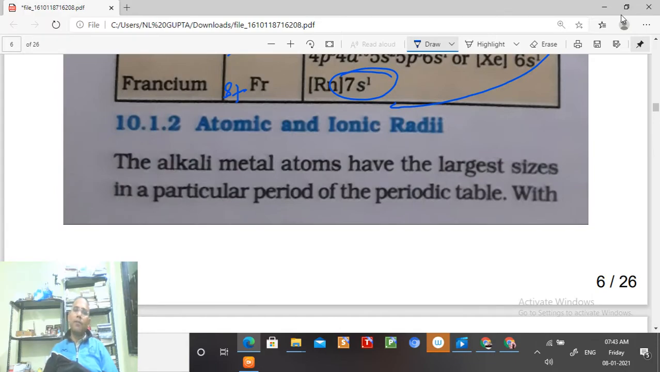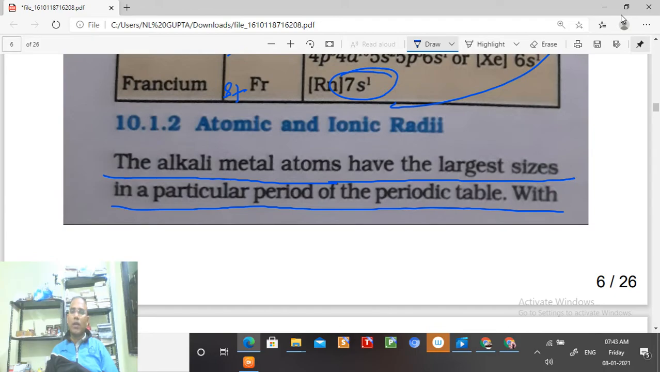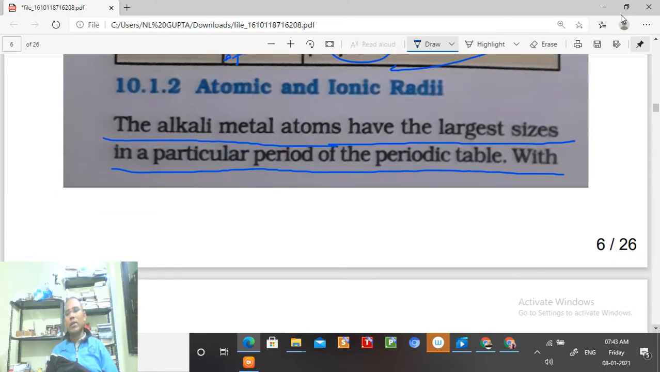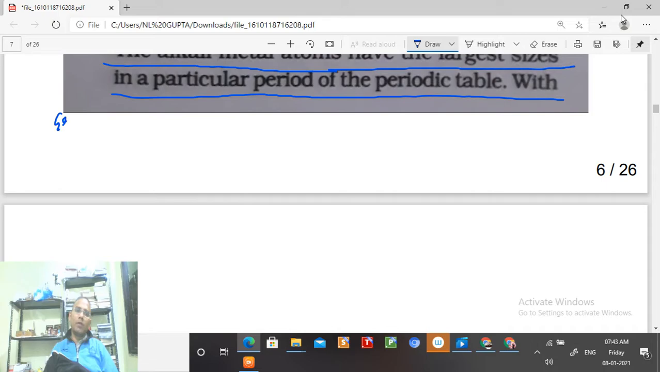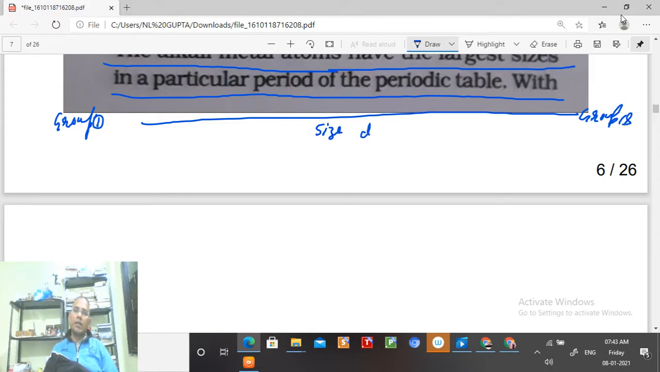Now atomic radii. What they are saying is that the alkali metal atoms have the largest size in a particular period of the periodic table. Okay. So if you talk about the periodic table, student, they belong to group number 1. This is group number 1. If you go here, it is group number 18. So going left to right, size decreases. It means these are the largest size elements. Right? Now let us move on, student.